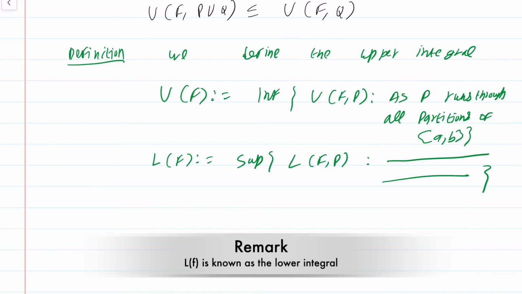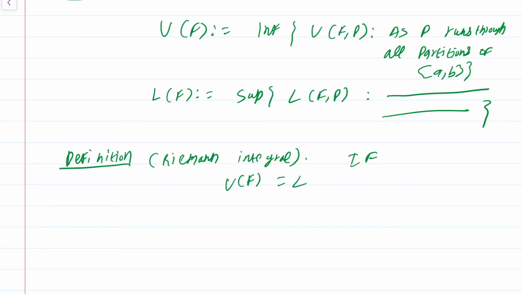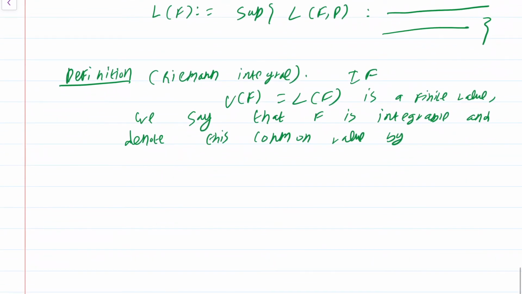Now, when do you say the function f is integrable? Well, let's highlight it as another definition. The definition of the Riemann integral. If U of f is equal to L of f and is a finite value, we say that f is integrable and denote this common value by the integral from a to b of f.